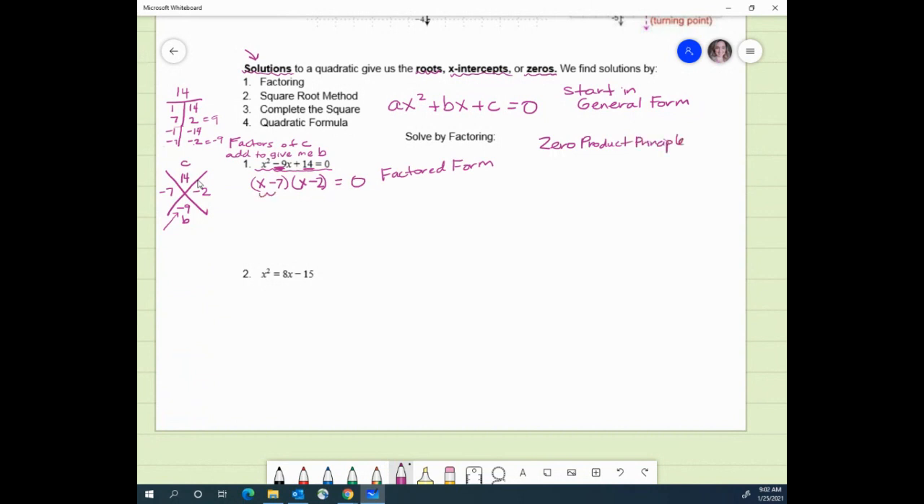It says if something times something equals 0, then one of those somethings or both of those somethings has to be 0. So I can split them apart and say, well, this one could be 0, or this one could be 0, or they could both be 0. And so then I have 2 simple equations to solve. So here I'm going to add 7, I get x equals 7. Here I'm going to add 2, I get x equals 2. So these are my solutions.